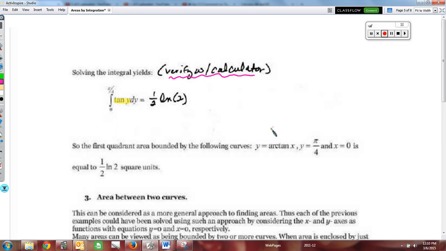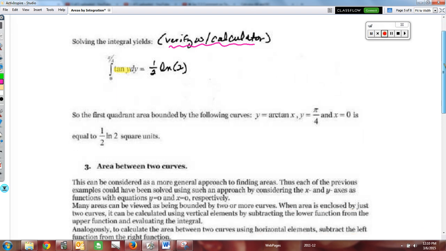But for right now, I'm just concentrating on how do you set up the definite integral? How do we set it up to the y-axis? And so a lot of your homework tonight has a lot to do with the setup.